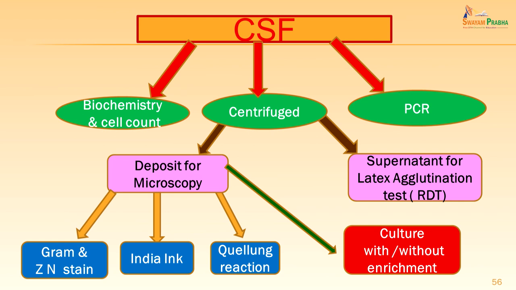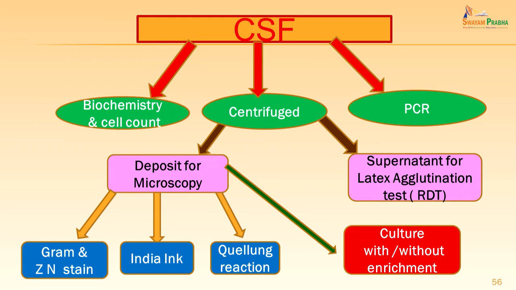latex agglutination test. So, this is the first test which can be performed, the latex agglutination test, often referred to as a rapid test, and this can be done immediately, and within an hour the report can be available confirming that one of the three major pathogens is responsible for causing meningitis in this particular patient.